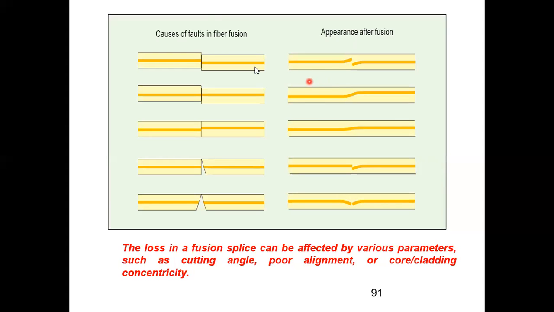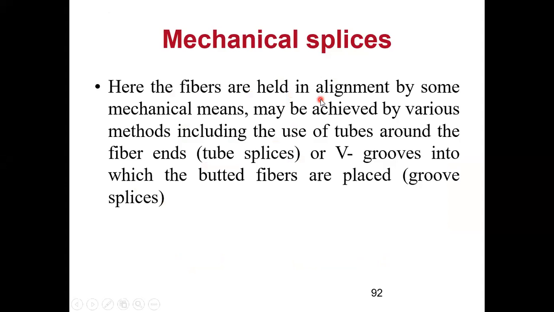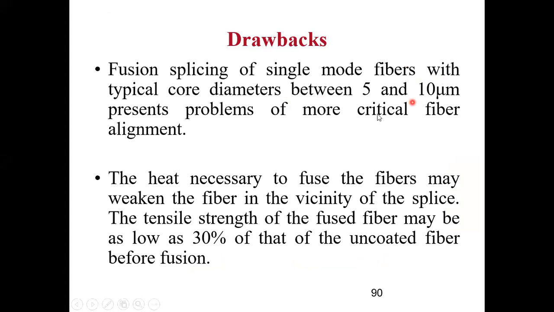Okay, so that is how fusion splicing is done. The drawback of fusion splicing is that the alignment has to be very critical because, for single mode fiber, the dimension is very small. So that is one of the disadvantages, but we need to take care. And sometimes what happens is that the heat generated by the arc, if that heat is more, sometimes it joins, but the fiber becomes weak.